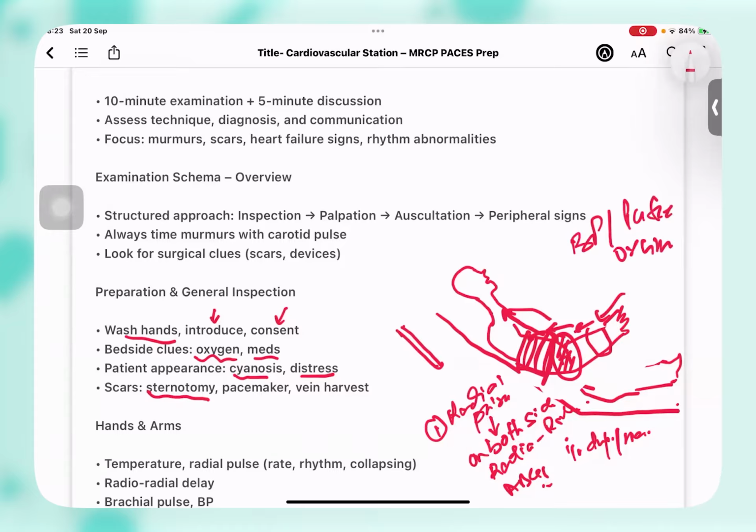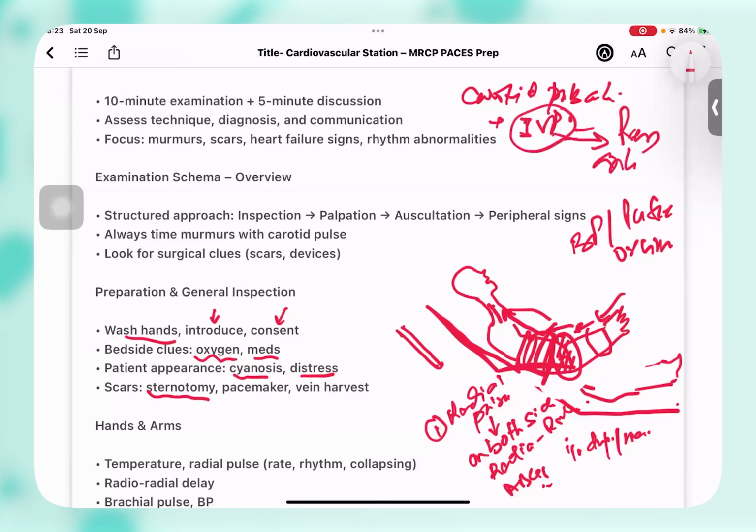So here you check for two things. One is to visibly see for any carotid pulsations in the neck, and also look for any JVP. The JVP has to be checked at a 45 degree angle, and once you see the JVP, the study is not complete until you press on the liver. That is called hepatojugular reflux.